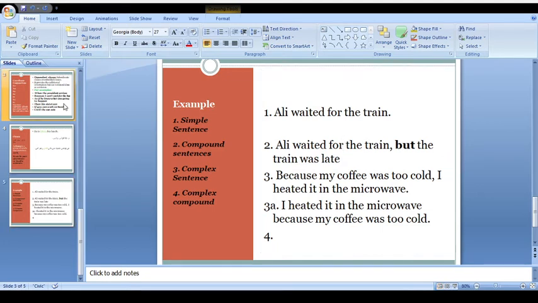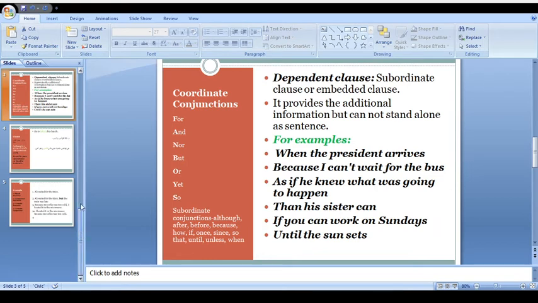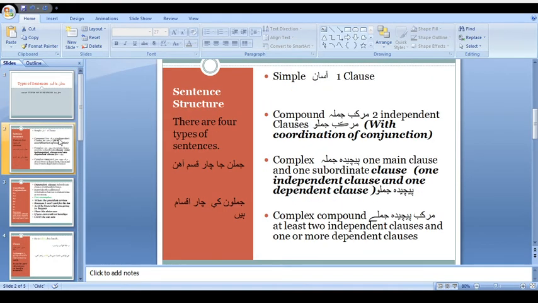So back to the compound sentence. Compound sentence is consisting of two independent clauses. Two independent clauses means two sentences which are connected with the coordinating conjunctions but, yet, so, and, etc. I'm sure it's clear.